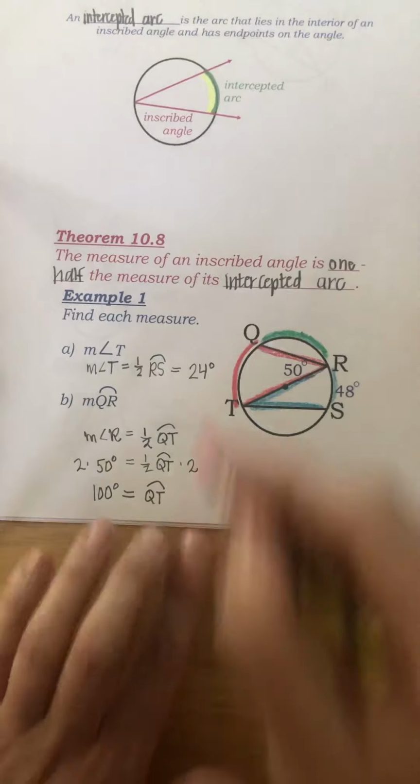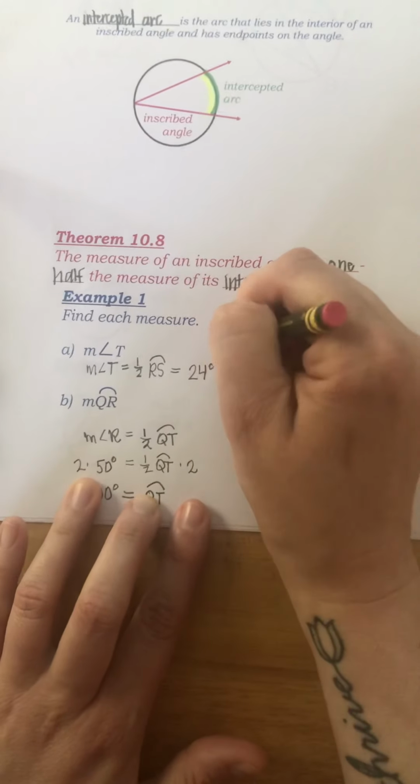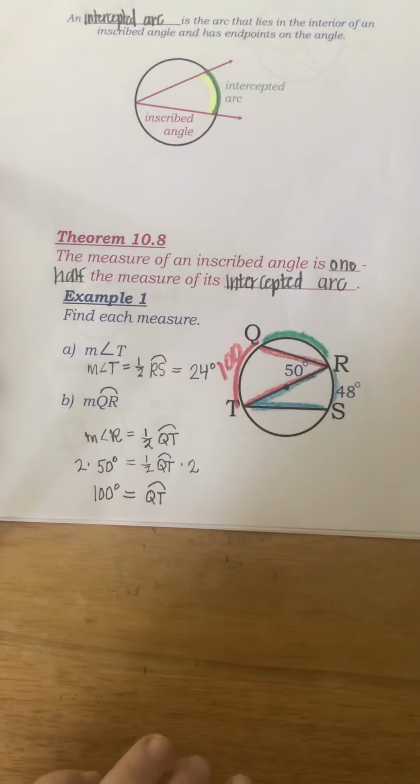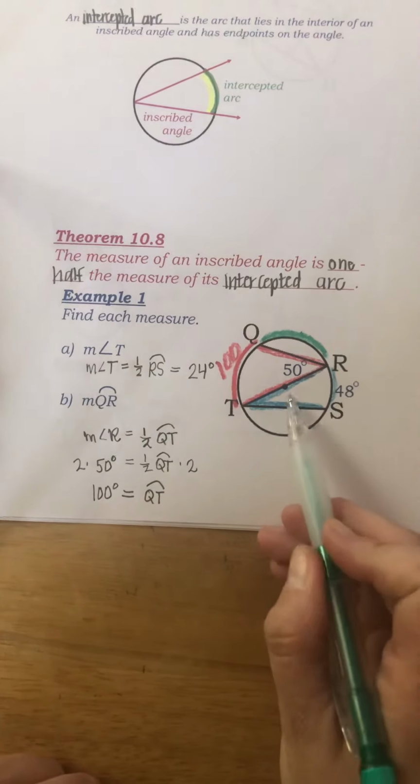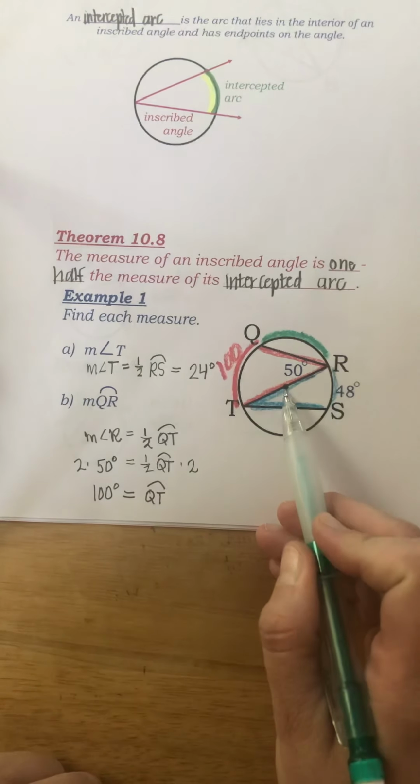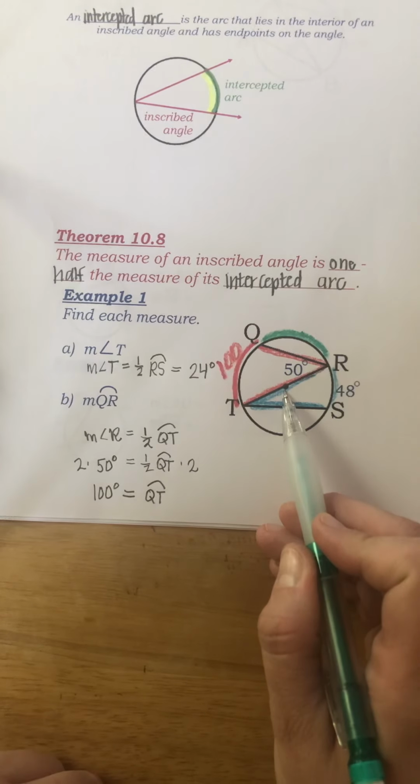All right, so we have 100 degrees right here. Now you might be asking yourself, how is that going to help us? Well, here's what's important to note. You see that point right there? That represents the center of a circle.